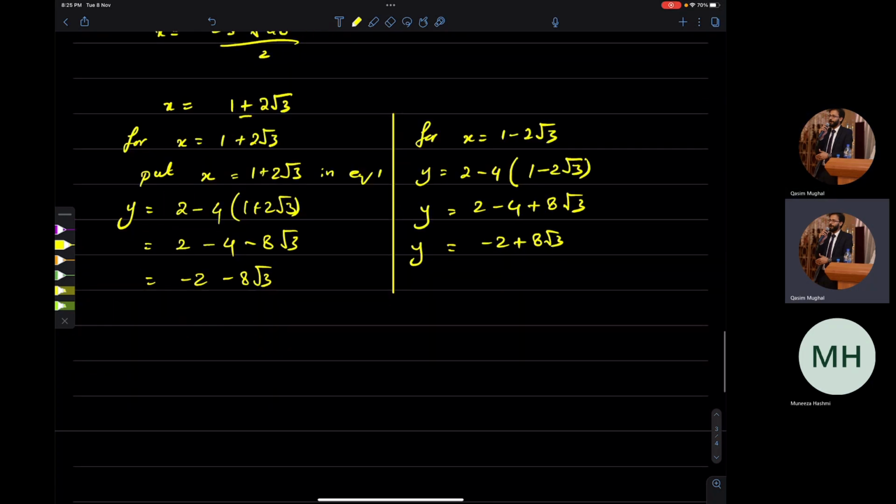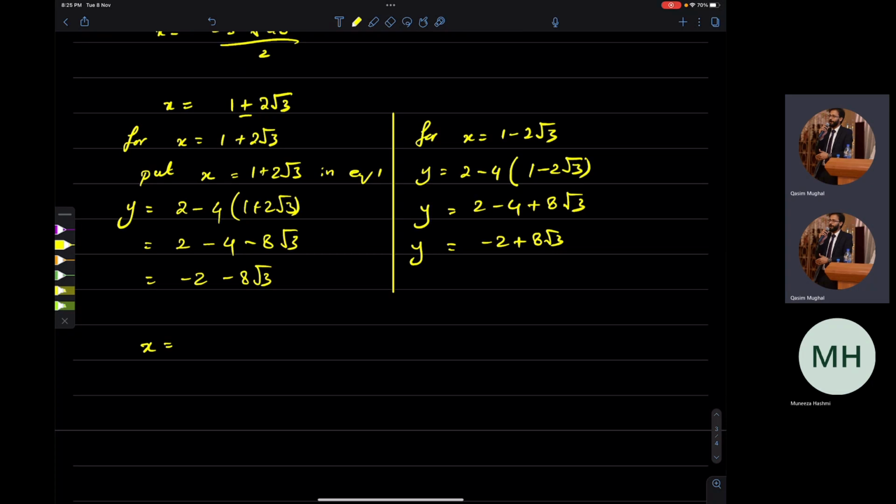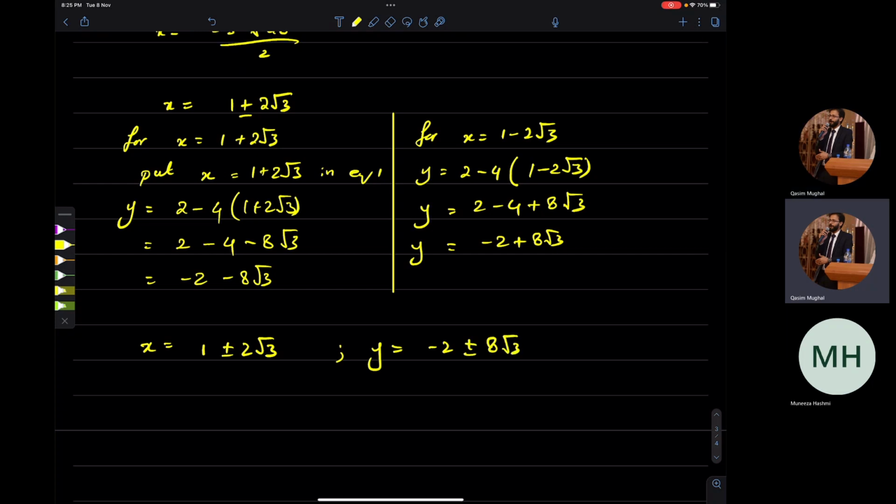So x equals, and I'm going to combine the two answers together. X equals 1 plus minus 2 root of 3, and y equals minus 2 plus minus 8 root of 3. Okay? Yes, sir.